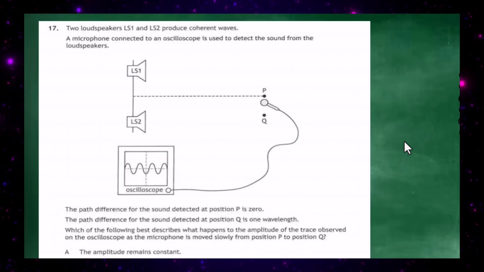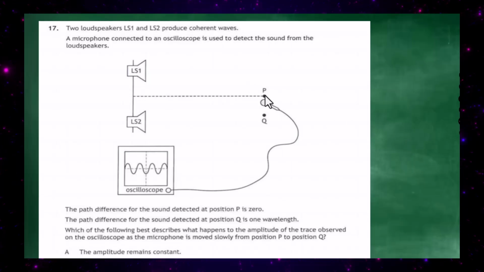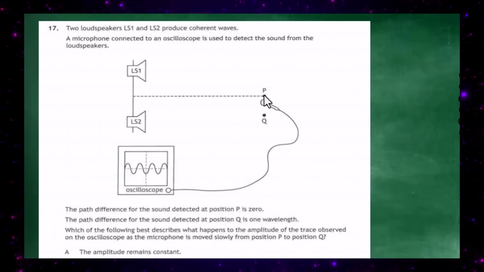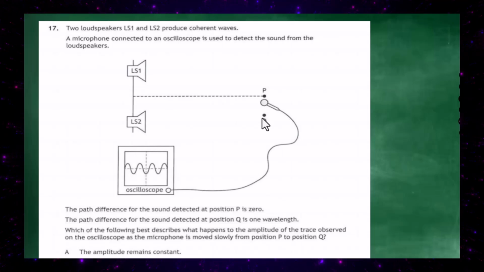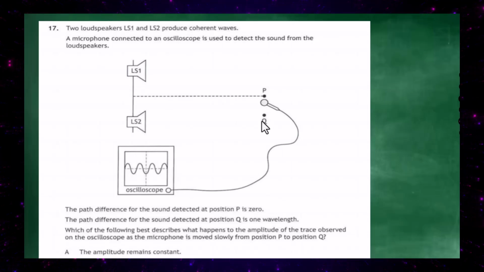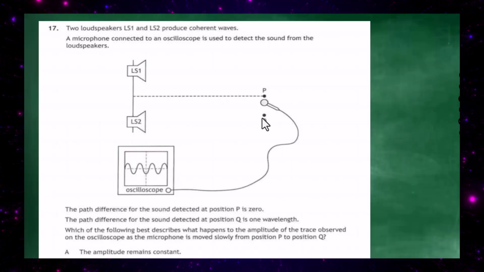The path difference for the sound detected at position P is 0, because that's the central maximum. And it tells you that the path difference for the sound detected at position Q is 1 wavelength. So if you're 1 wavelength away, that's the first maximum sound that you hear.